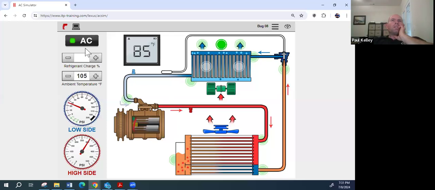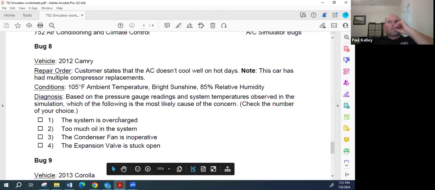What else? Anybody got any ideas what we could check? You can check some of these if you'd like. Maybe we could check the condenser. That seems a little warm right there. What else could we check? Just remember what we got. It's either overcharged, too much oil, condenser fan's out, expansion valve is stuck open. Anything we can eliminate right now?